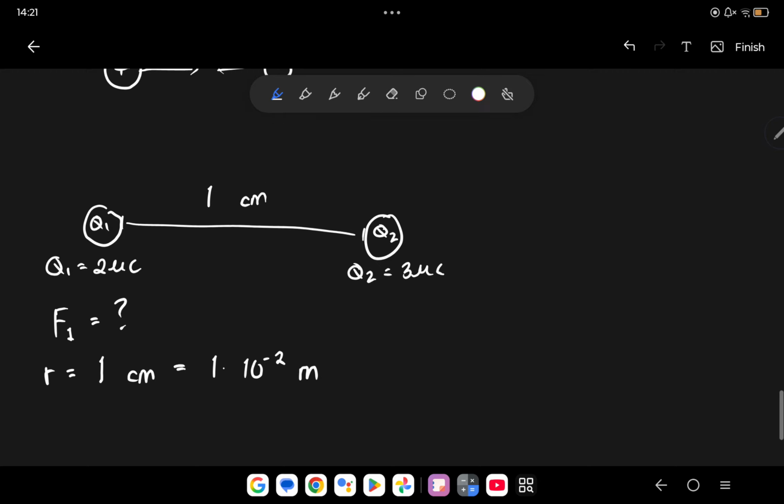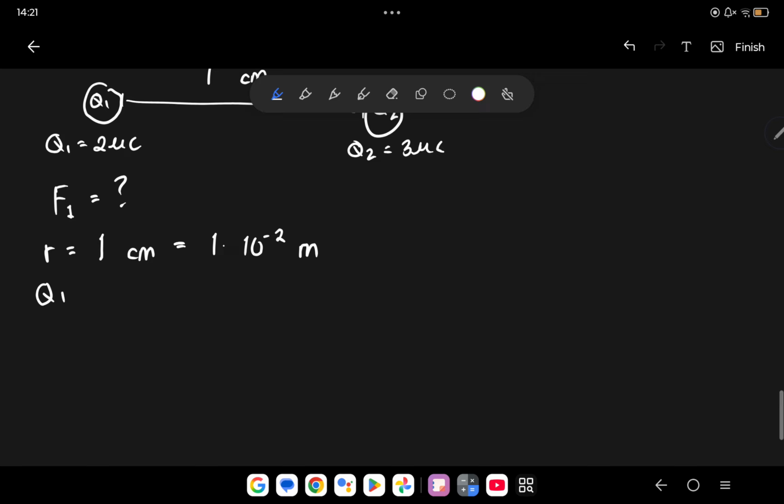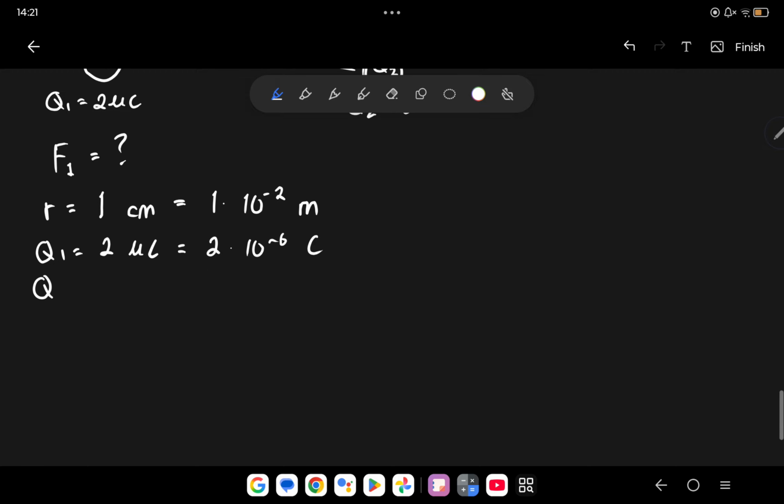What else do we know? We know Q1 and Q2. The first one has a charge of 2 microcoulombs. Now, to convert microcoulombs to coulombs, you multiply by 10 to the power of negative 6. So this is equal to 2 times 10 to the power of negative 6 coulombs. And we know Q2 is equal to 3 microcoulombs, which equals 3 times 10 to the power of negative 6 coulombs.